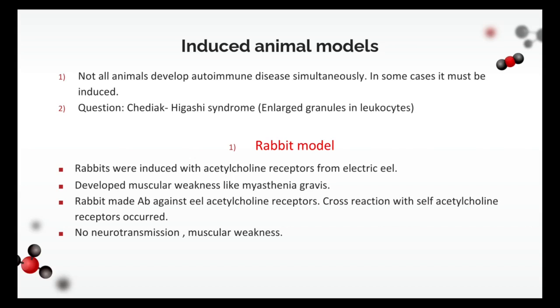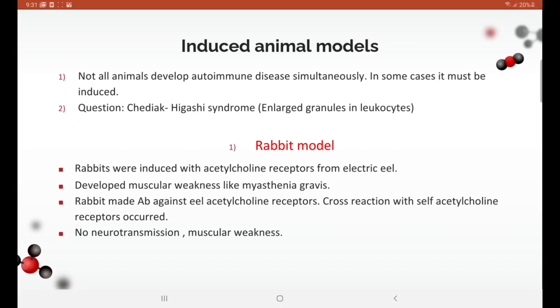So moving on towards animal models. The first one is the rabbit. So talking about rabbits. In 1973, rabbits were induced with acetylcholine receptors from electric eel. I repeat, acetylcholine receptors from electric eel. Soon, the rabbits developed muscular weakness. I think everyone is familiar with the disease myasthenia gravis. In this disease, the ACh receptors on which acetylcholine molecule binds are blocked. Thus, no binding, and that's why no neurotransmission of the cell, which leads to weakness in the muscles.